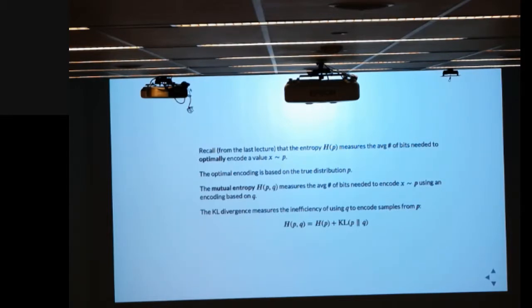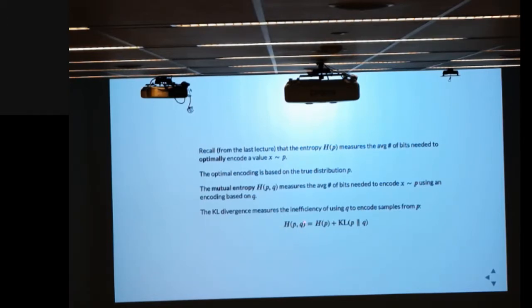But let's say that you didn't know what the underlying distribution was, and you made a guess at it, Q, so you're using the wrong distribution. You actually think that it's a different horse that's going to win most of the time, so you give that one the shortest code. In that case, you still have an encoding, but it'll be less efficient. There's a thing called the mutual entropy, which measures the average number of bits needed to encode X that actually comes from P, but you've used an encoding based on Q. That's the mutual entropy. And in fact, the KL divergence is basically just the mutual entropy.